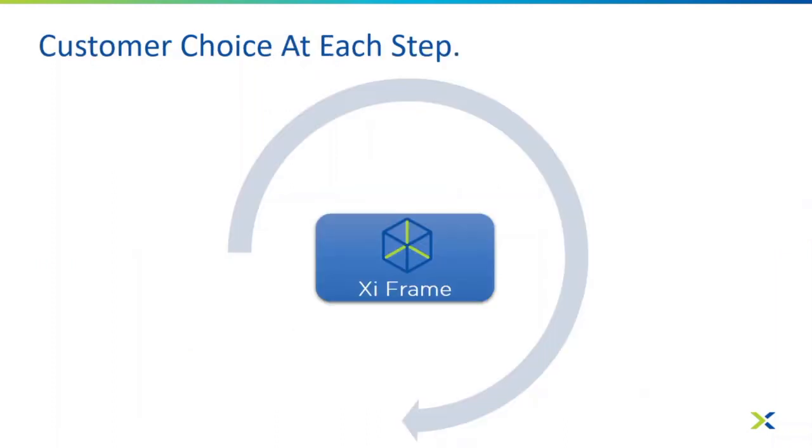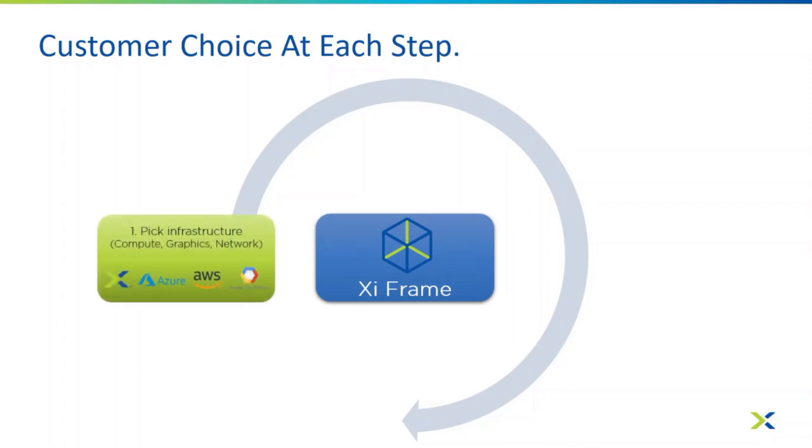The way it works is very simple. It's always about customer choice. There are a few steps that we need to go through to provide a Frame solution. First of all, we need to pick the infrastructure: your compute platform, whether it has graphics requirements, the networking requirements, the memory setup, stuff like that.